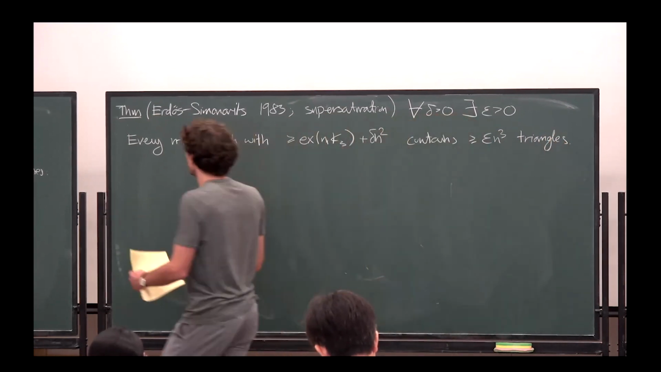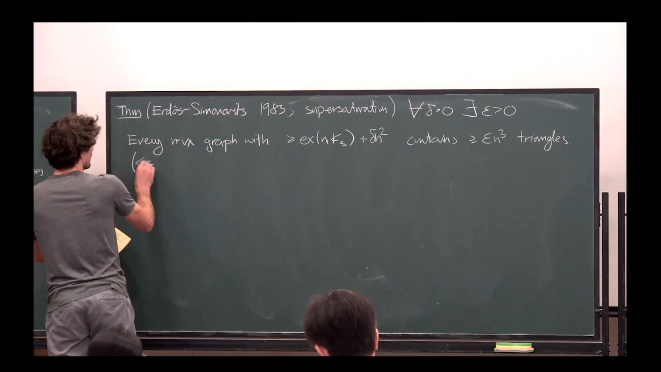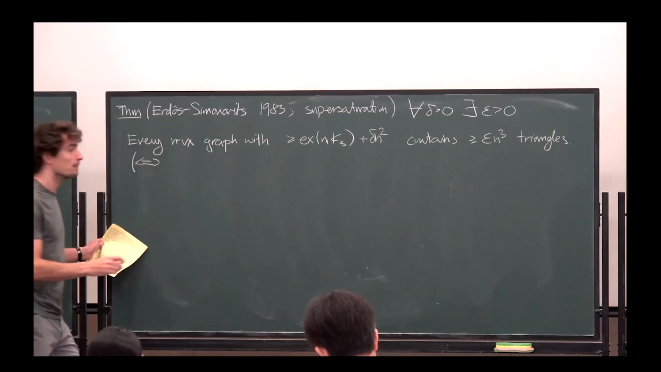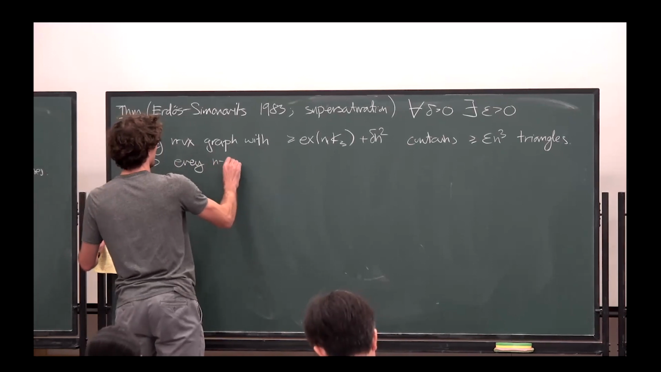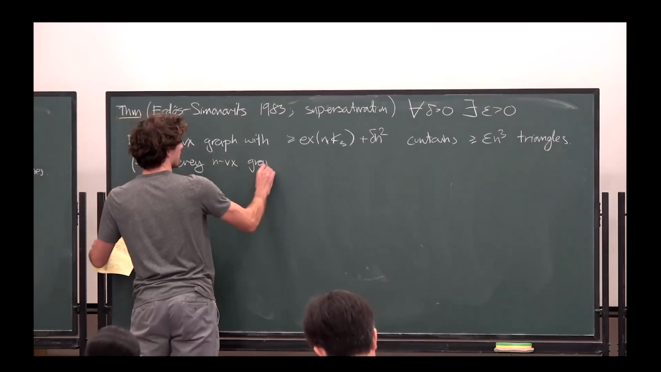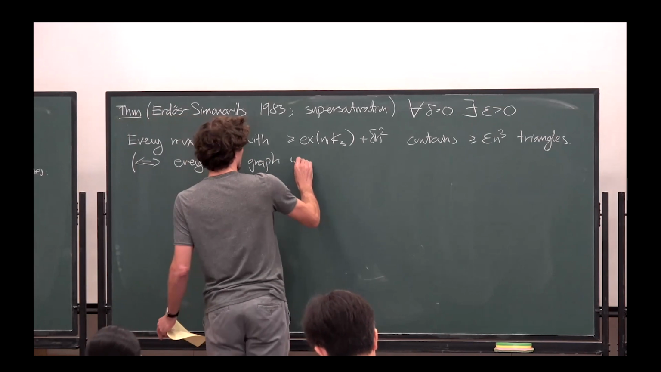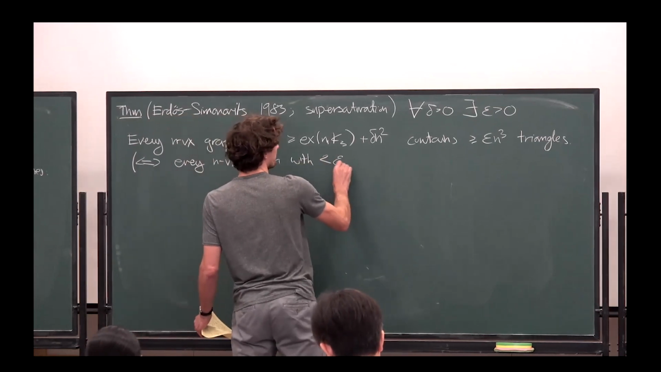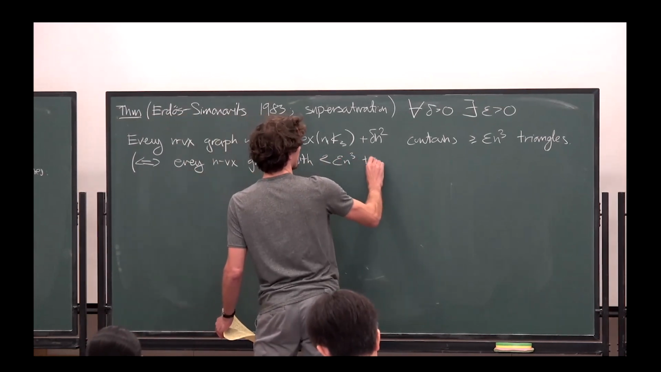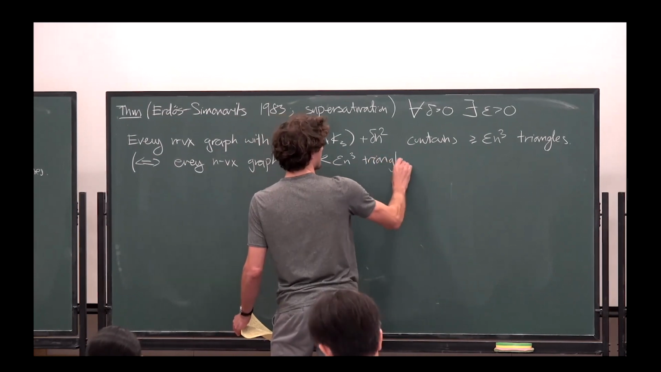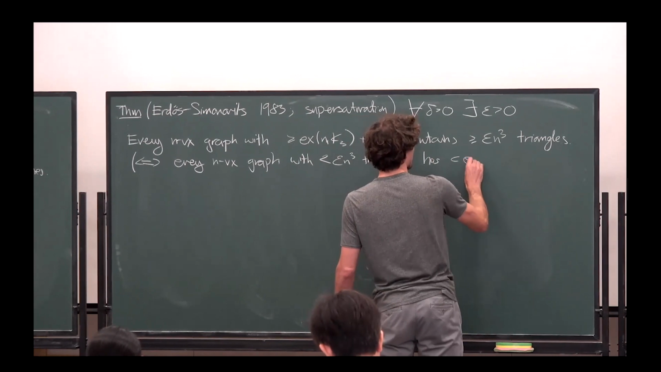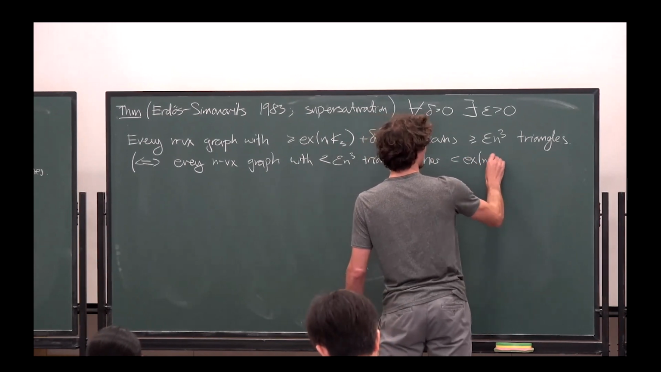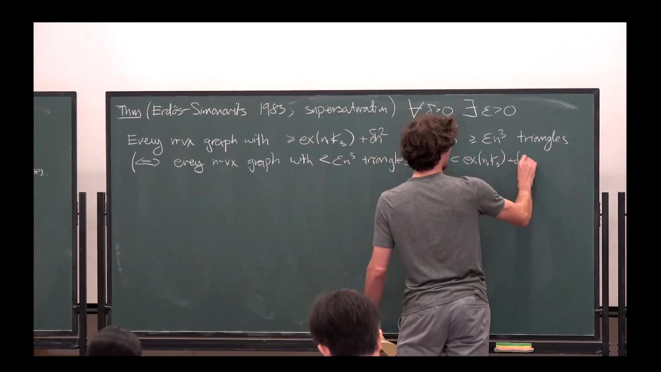And we're interested in the contrapositive, meaning every n-vertex graph which has fewer than epsilon n³ triangles has fewer than the extremal number plus delta n squared edges.